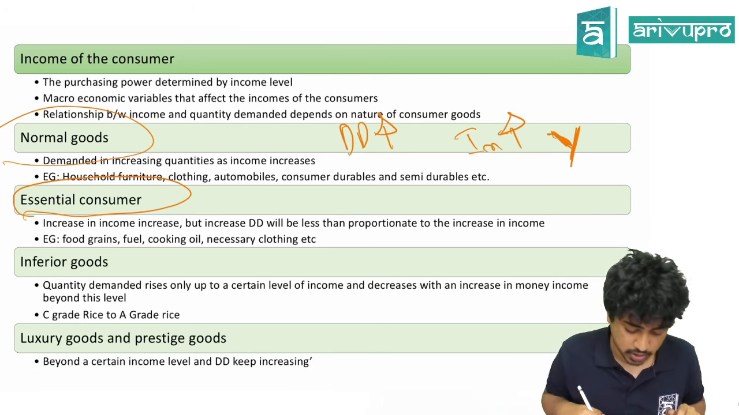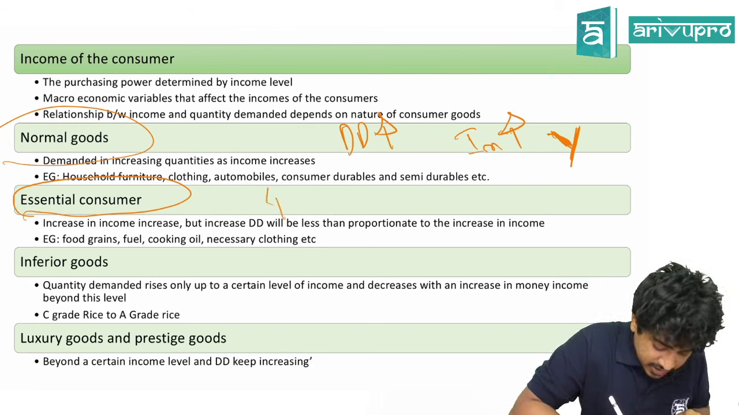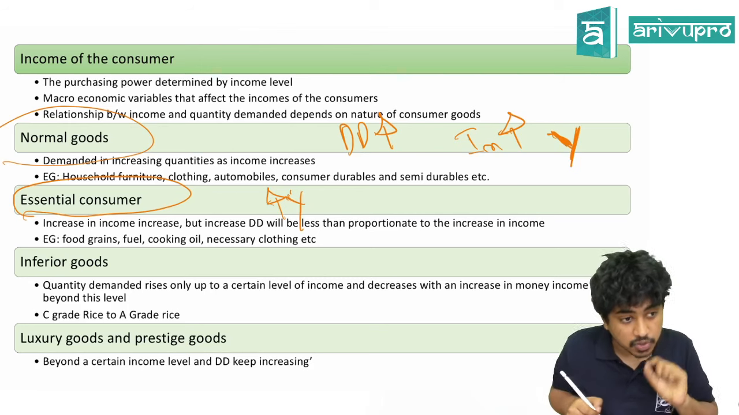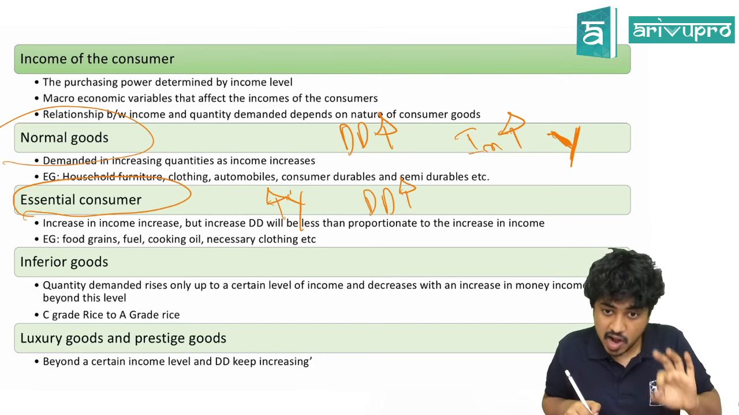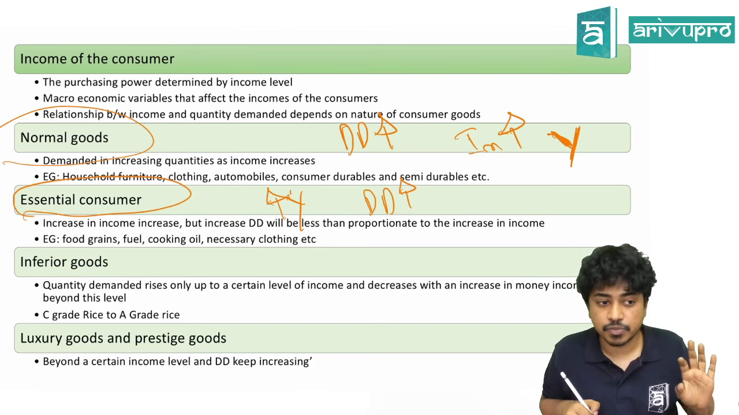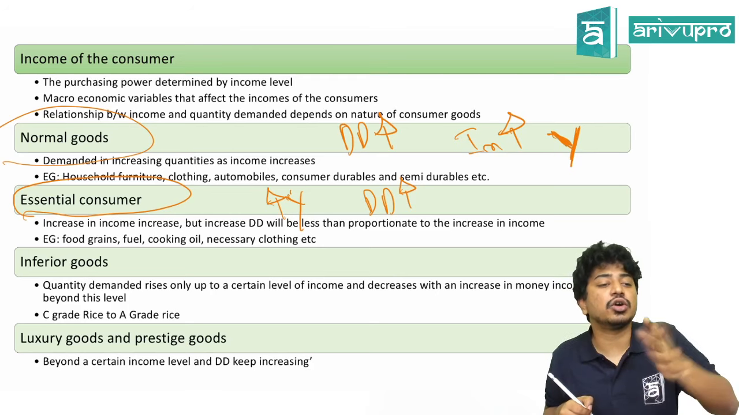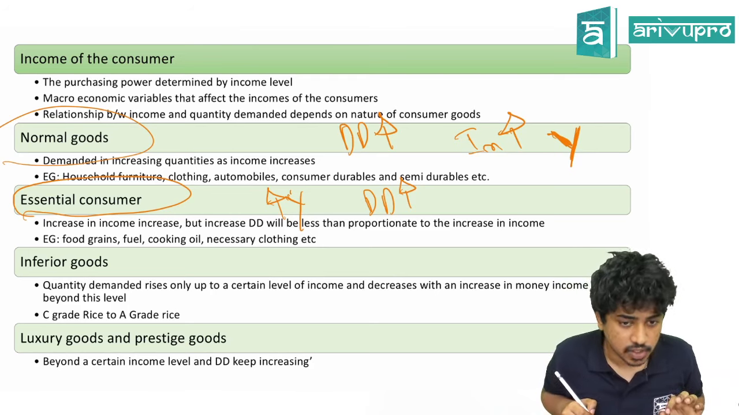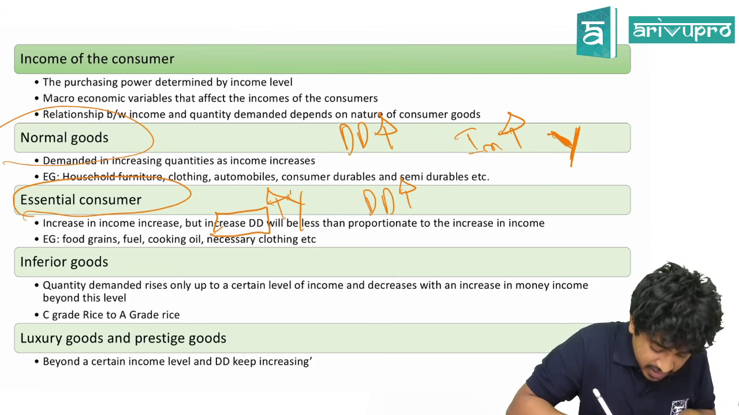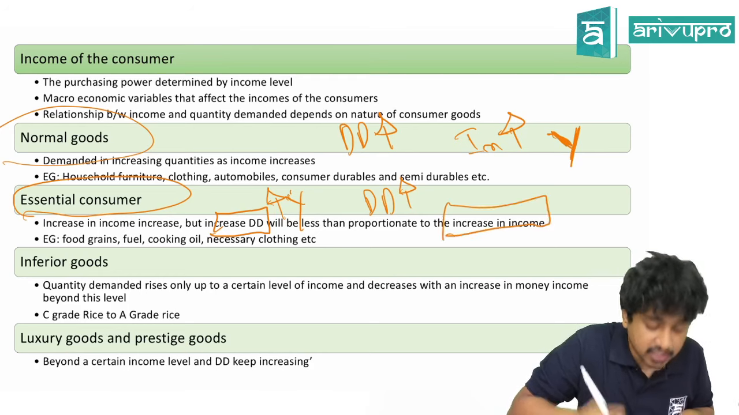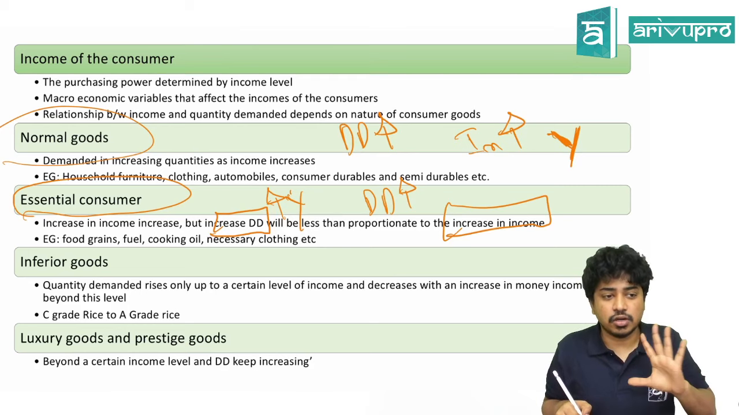Now, the second type of classification is called essential commodities. Here, if your income increases, demand for these products increases. But demand for these products will not increase as much as your income increases. That is to say, the increase in demand will be less than the increase in income. To give an example, let's say salt.